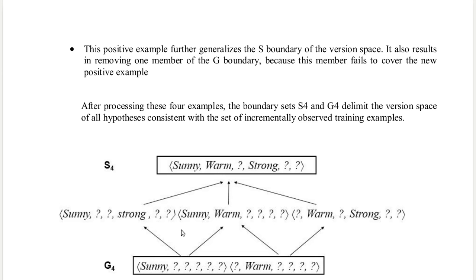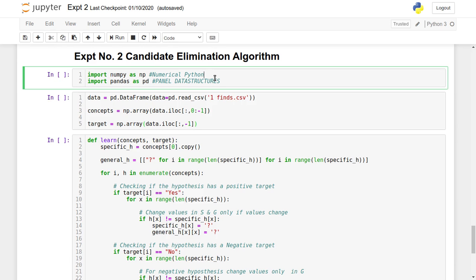Let us see the Python implementation of the candidate elimination algorithm. We are executing the experiment in the Jupyter notebook. So the first thing is we need to import the modules that are needed for executing the program. The first is the NumPy module, that is numerical Python, which is required for the mathematical operations, and another module that we are using here is pandas, which is the panel data structure, which is used for importing the data from the CSV file.